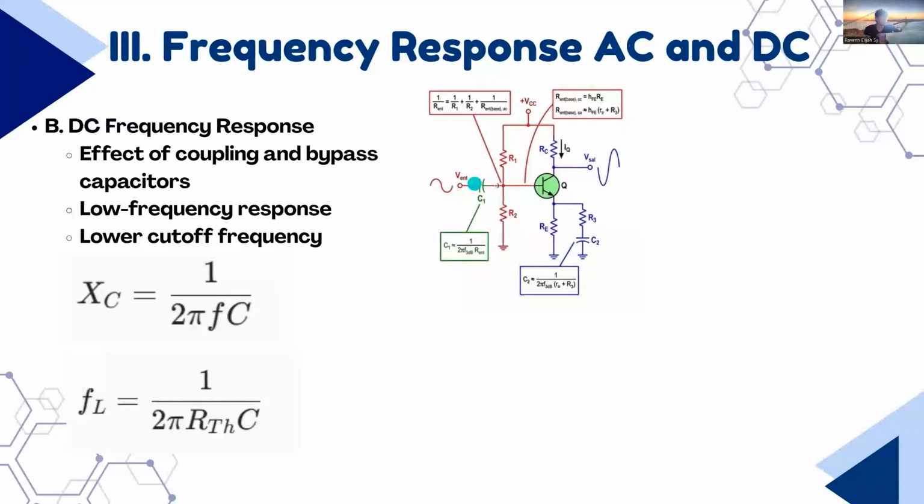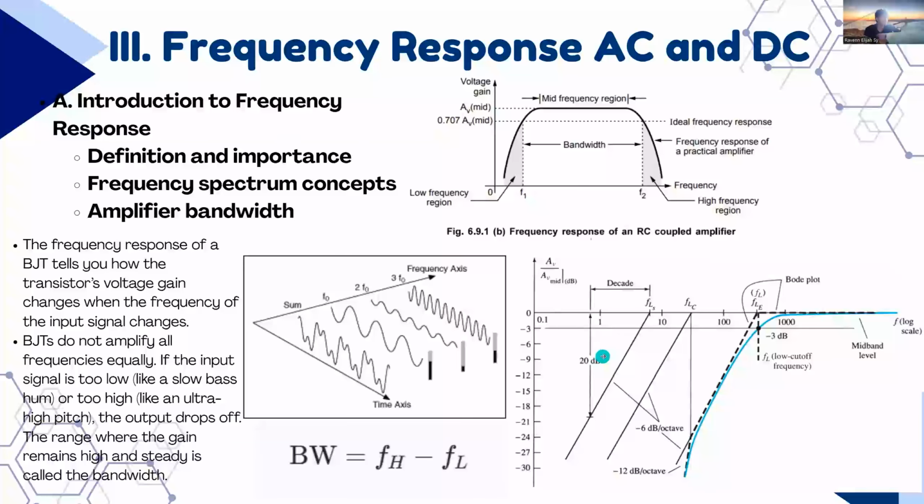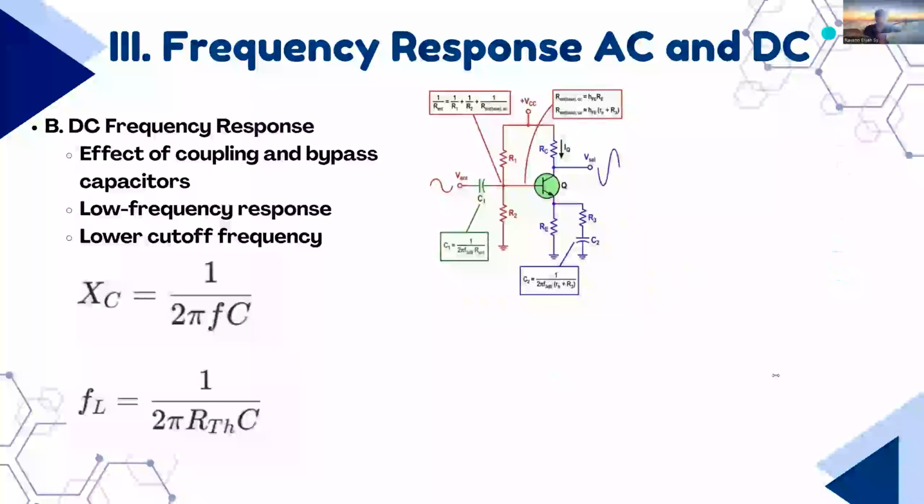So as I've said, since there will be three capacitors, input, output, and another capacitor here, the bypass capacitor will show a different cutoff frequency in the graph. So which of these cutoff frequencies should we use? The one we will use is the highest cutoff frequency, the highest of the three individual cutoff frequencies.